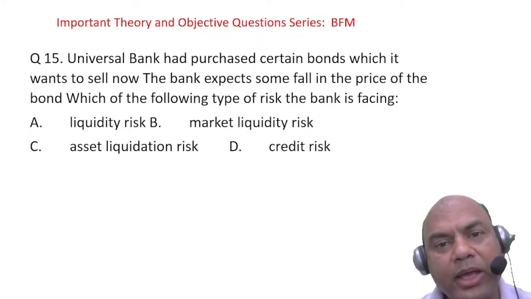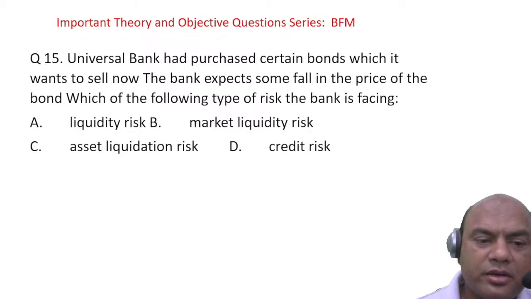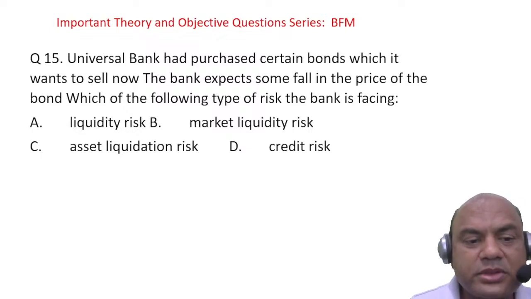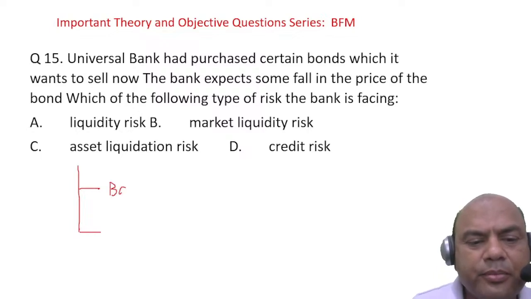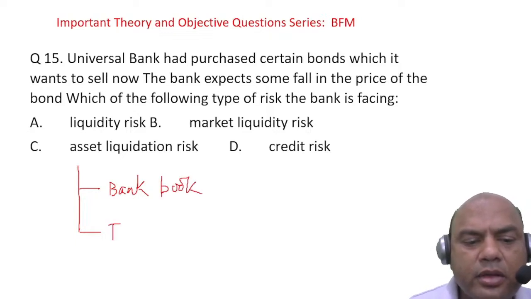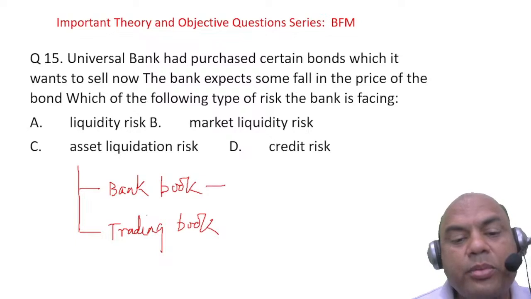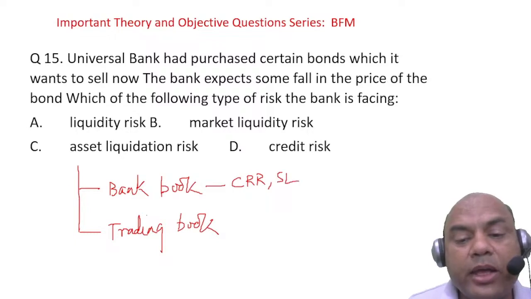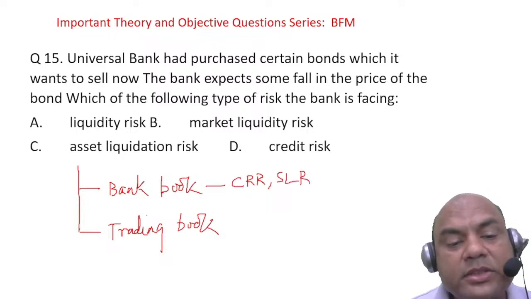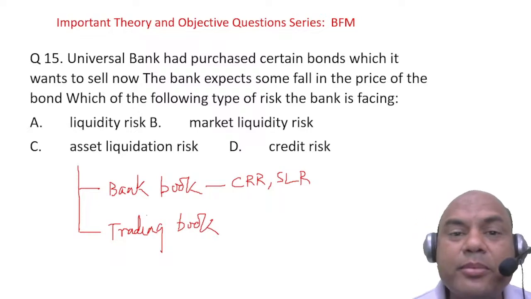There are two books. One is banking book, second is trading book, isn't it? Okay, let me show you. There are basically three books, not two books, but generally we call two. Bank book and trading book. So in bank book, what do I purchase? I purchase the bonds for compliance purpose, CRR, SLR. What do I add in this bank book? I add the various banking activities in this bank book, meaning whatever income I get from my banking business.